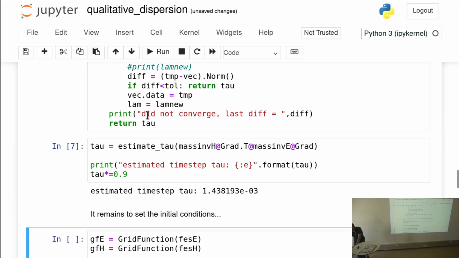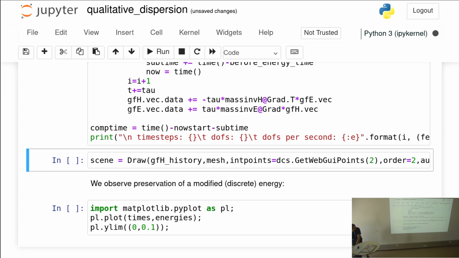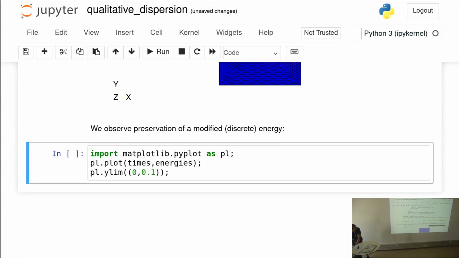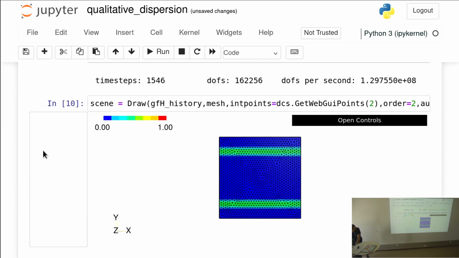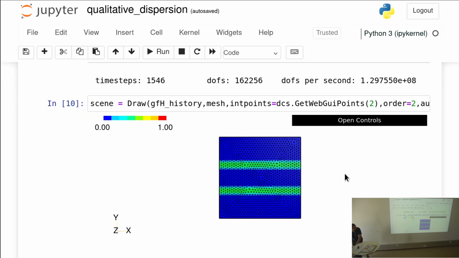For estimating the CFL condition, we just do a power iteration. There is nothing more necessary than in the actual time stepping. Okay, let's see. Okay, and we get a nice wave propagating forth and back. Okay, this is a very small problem.